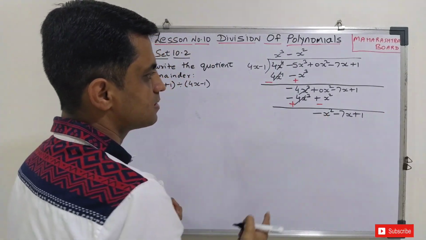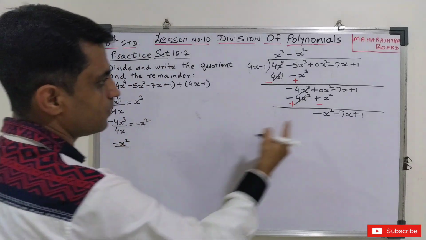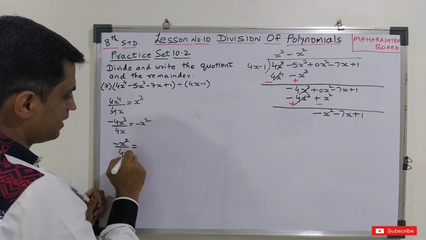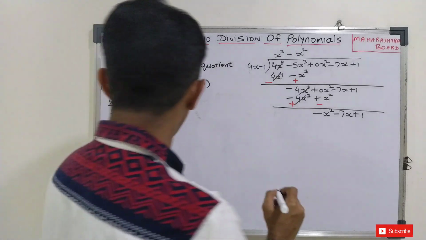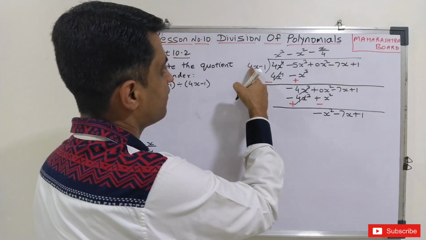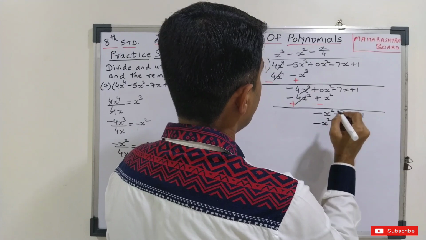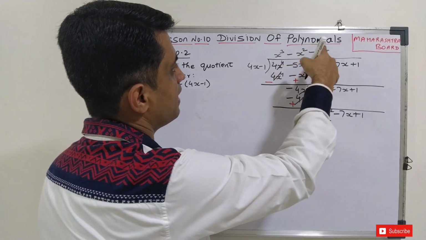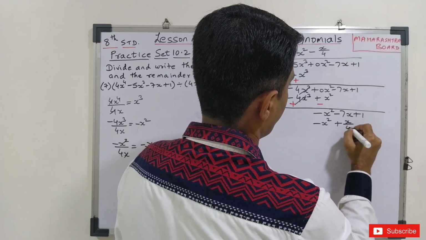Now students, this power is more, so let us divide minus x square upon 4x. Here x and x will get cancelled, so 1x will be there. So minus x upon 4. First time you are getting a fraction. So minus x upon 4. Now 4x into minus x upon 4 will give you minus x square. That we know very well. Minus 1 into minus x upon 4 will give you plus x upon 4.